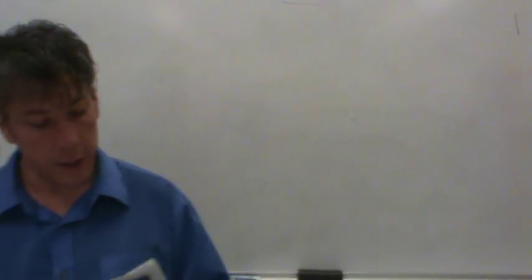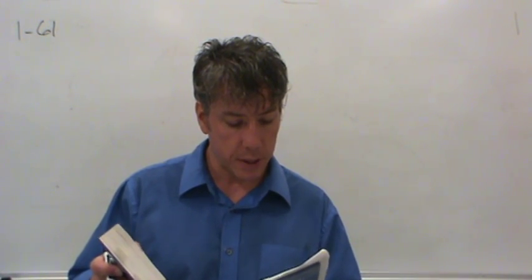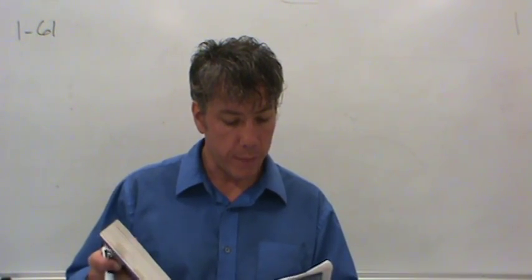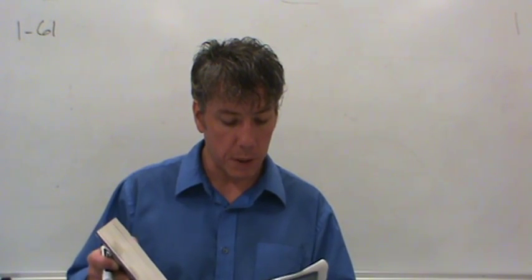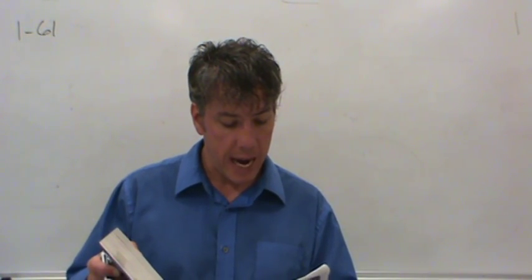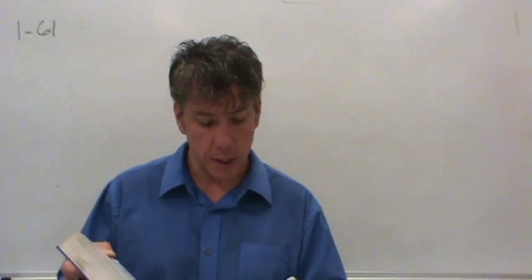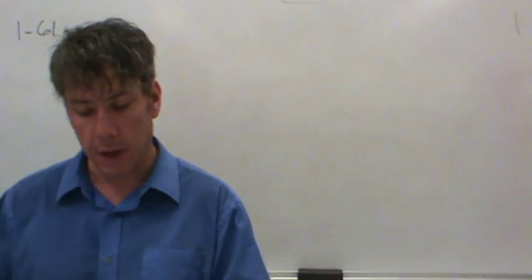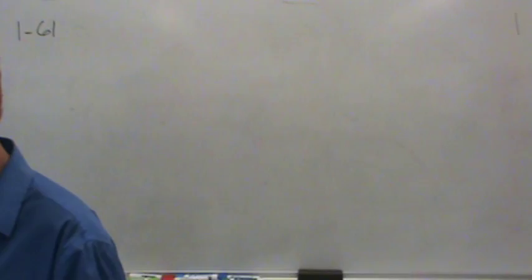This is problem 1-61, it's on page 42. A vacuum gauge connected to a tank reads 30 kilopascals at a location where the barometric reading is 750 millimeters of mercury. Determine the absolute pressure in the tank. Take the density of mercury to be 13,590 kilograms per cubic meter.